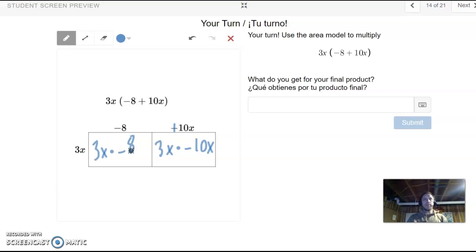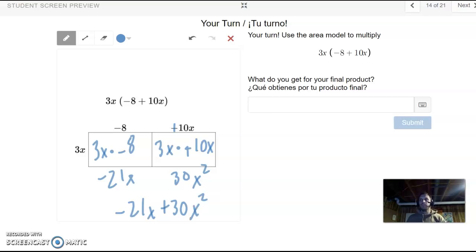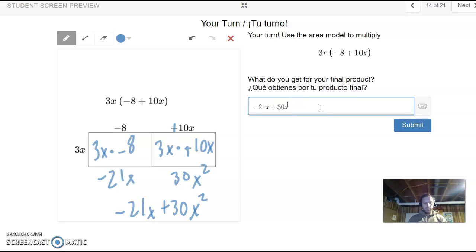And so 3x times negative 8 gives us negative 24x, and it's negative. And 3x times positive 10x will give us 30x squared. So we have negative 24x plus 30x squared. Let's type that in there. Negative 24x plus 30x squared. All right, I'll fix that before today's lesson.